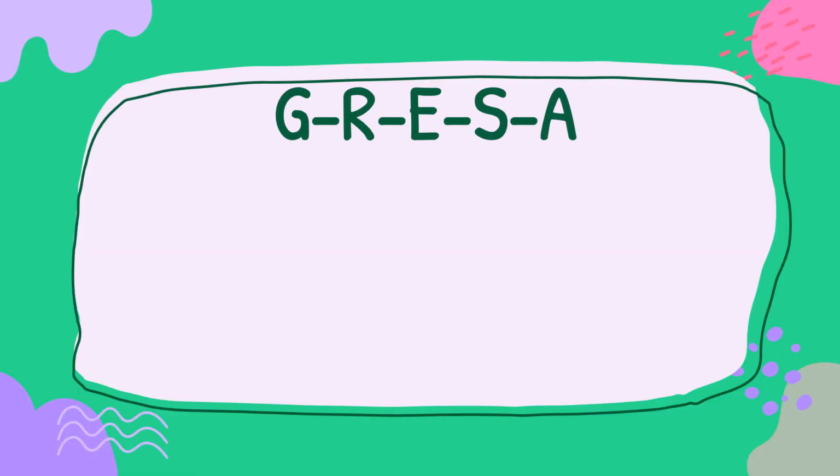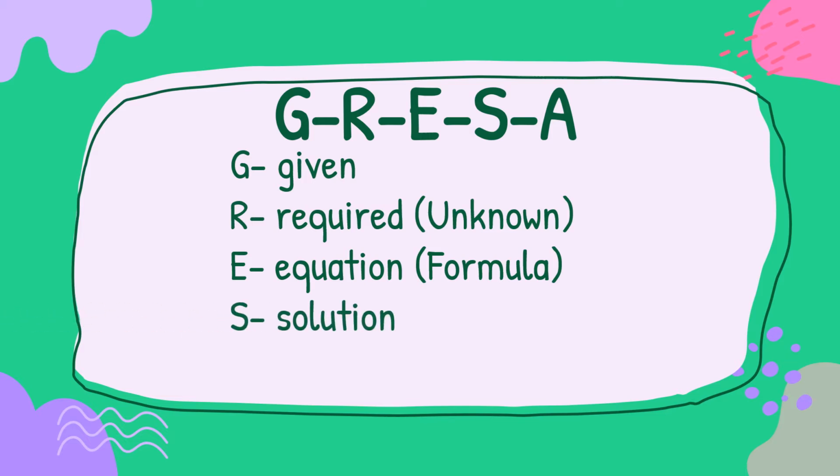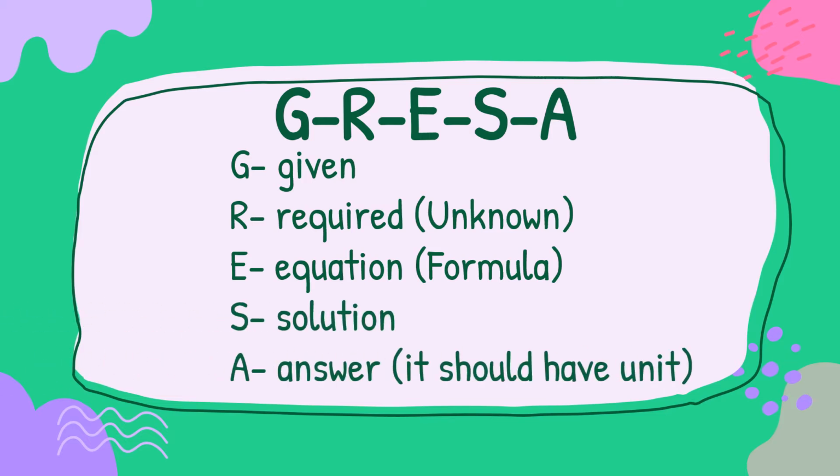Now let's use this equation on a word problem. Remember to use GRESA. G is for the given quantity on a word problem. Always indicate the unit. R is the required or the unknown. E is the equation or the formula to be used. S is the solution, and A is for the answer. It should have a unit as always.